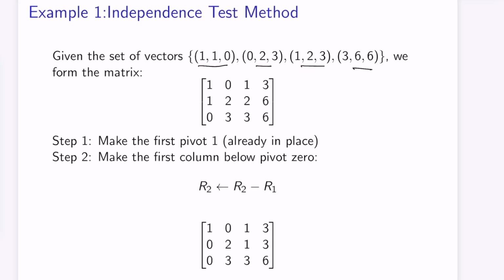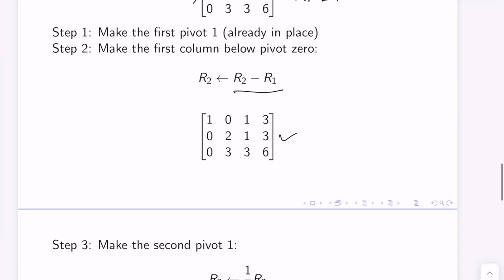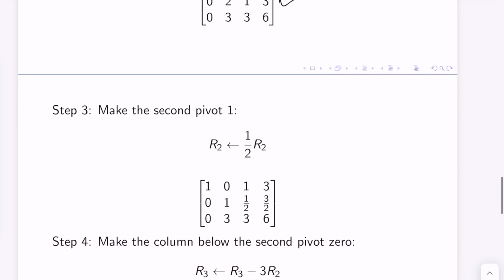So these are the vectors: 1 1 0 0, 2 3 1 2, 3 3 6 6, right? Apply RREF. You see the first row, first column element is 1, so I want to get 0 below it, so subtract using this operation to get this matrix, right? And then again this entry is 2, we want 1, so we have to divide R2 by 2, multiply R2 by 1/2, right?